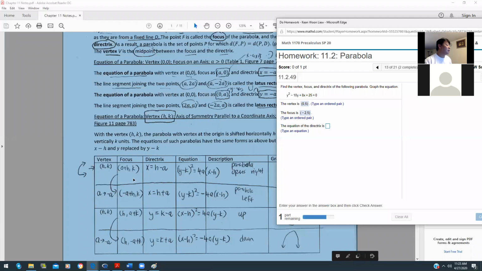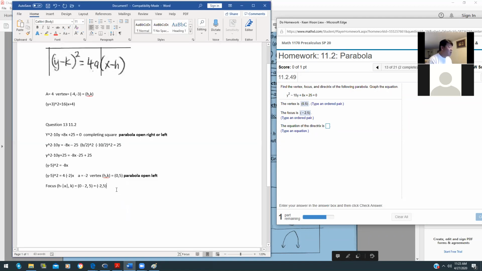And then the directrix in this case is x equals h plus a. Again, the same as the previous one, your a has to be an absolute value. So in order for us to find the directrix here, it is x equals h plus a.